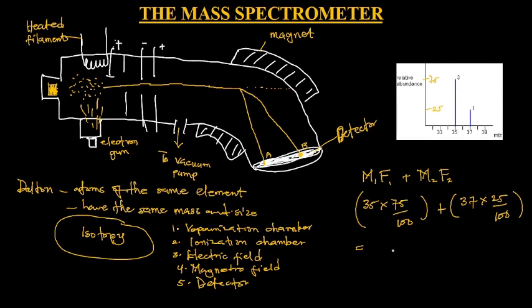Now, when we work this out, we get the average atomic mass of the chlorine atom, which is going to be 35.5. So this is how the mass spectrometer works, and it helps us to determine atoms and isotopes of atoms based on how heavy they are.